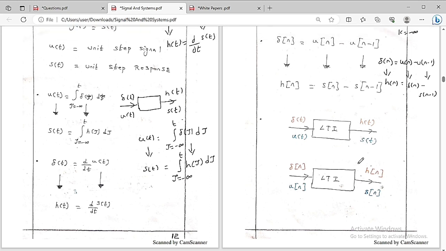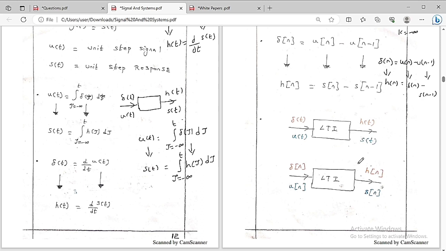If you know h of t or h of n, then we can get the output in a very easy manner. Means we can know each and everything regarding the output. I already told you that we are going to analyze the system properties only with the help of the impulse response. So if you know the unit impulse response, then we can tell each and every property of the LTI system. Just by seeing the impulse response, we can tell what properties are going to be satisfied by this LTI system. So listen carefully.